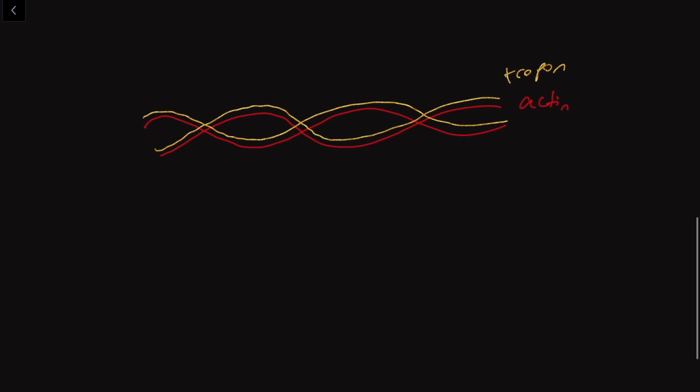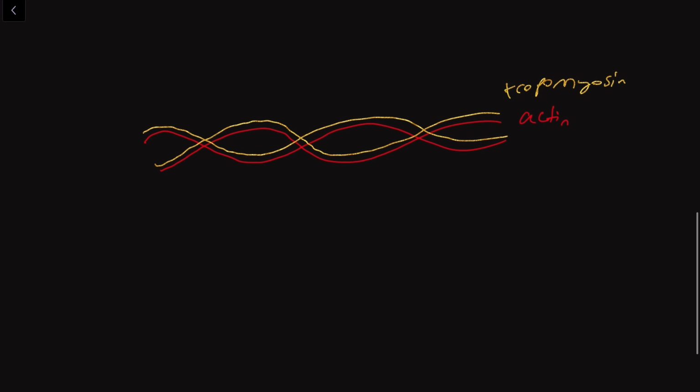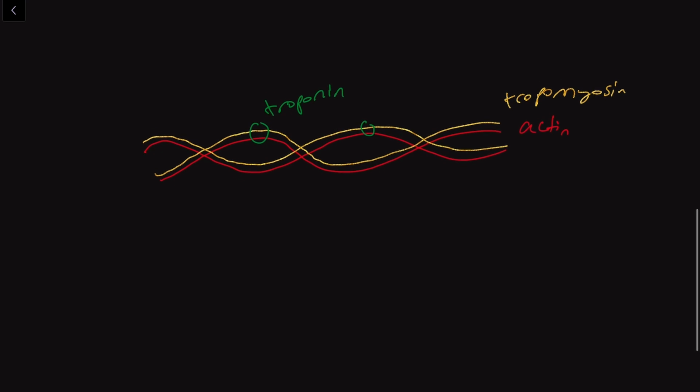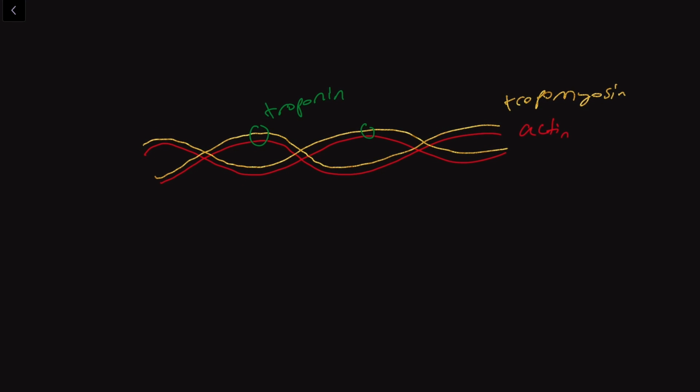So this is tropomyosin. And tropomyosin is held onto actin via a protein that is called troponin. And so these are the key players that are going on in your muscle cells right now.